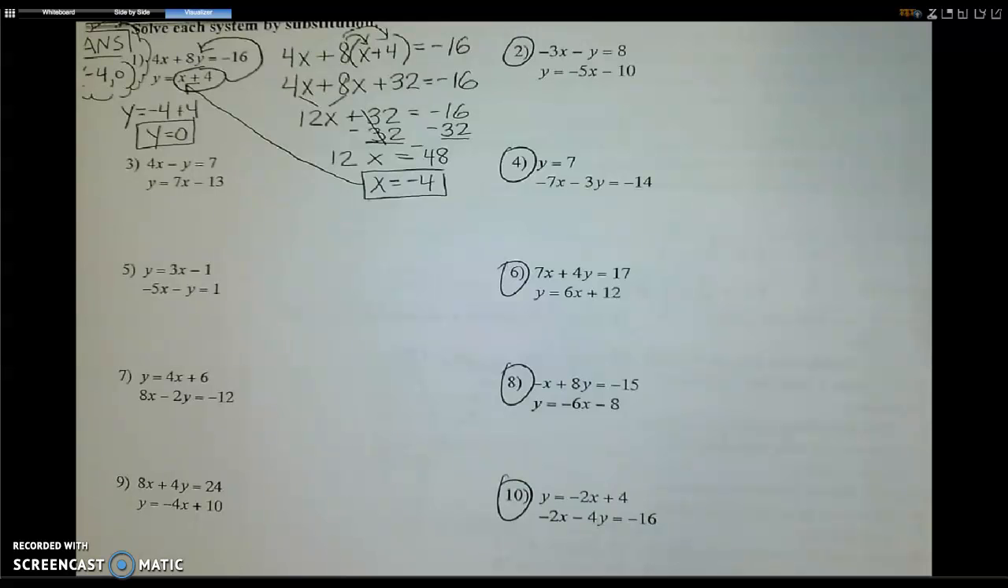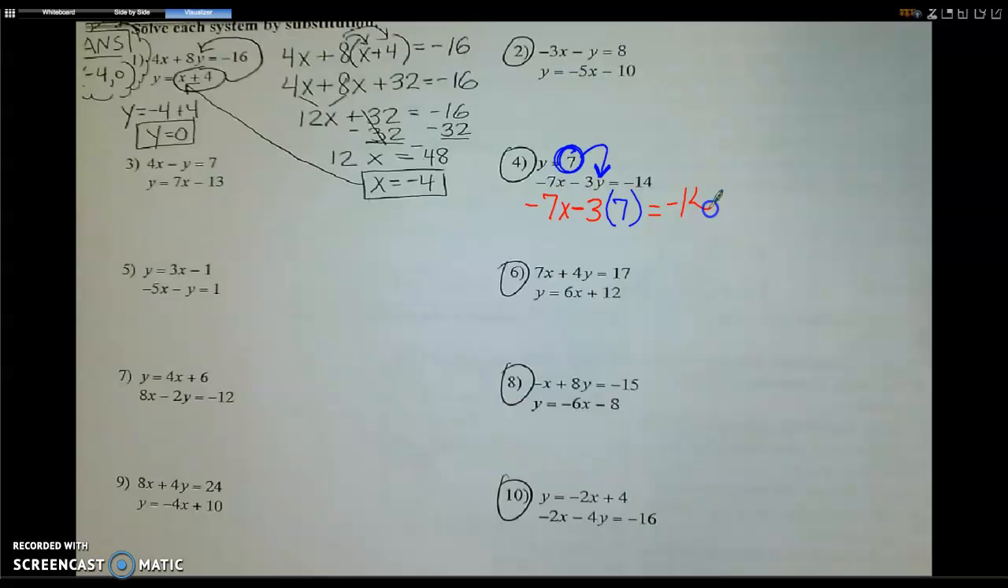So, number 4, you have y equals 7. You're going to start out, you already know the y. You're going to take that y and you're going to plug it in. So, when you rewrite that equation, you're going to have negative 7x minus 3. But you're not going to write y. Instead, you're going to write what y equals. It equals 7.